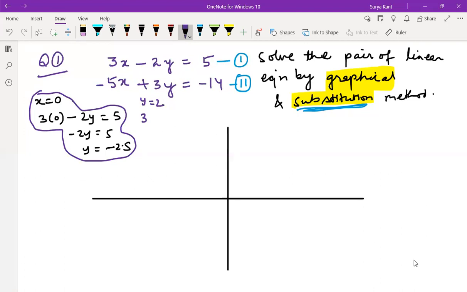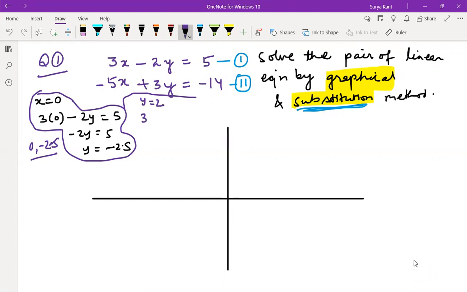Wait, let me finish, then you ask your question. You are confusing so much. See, this is one coordinate, 0, comma, minus 2.5. Okay, Saicharan, this one coordinate we got, one point. So you can take any point on y, not a problem. You should take 0 only.